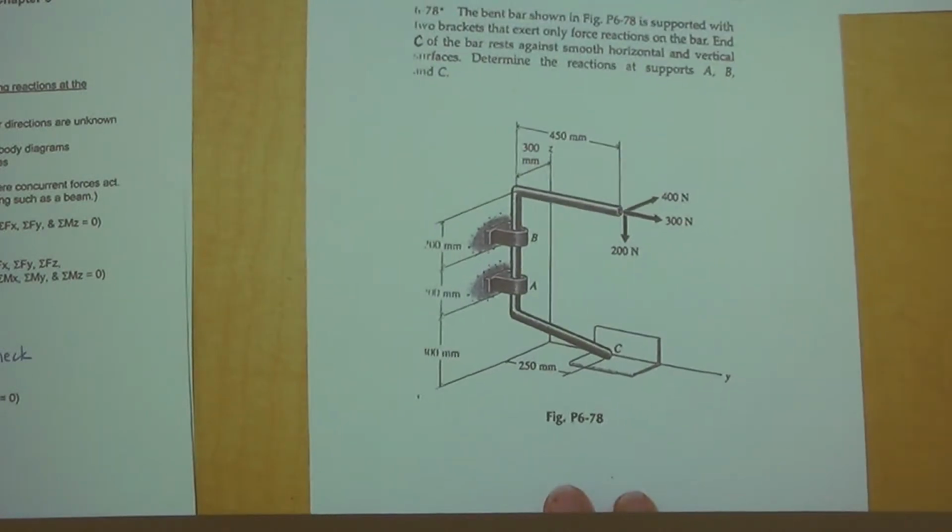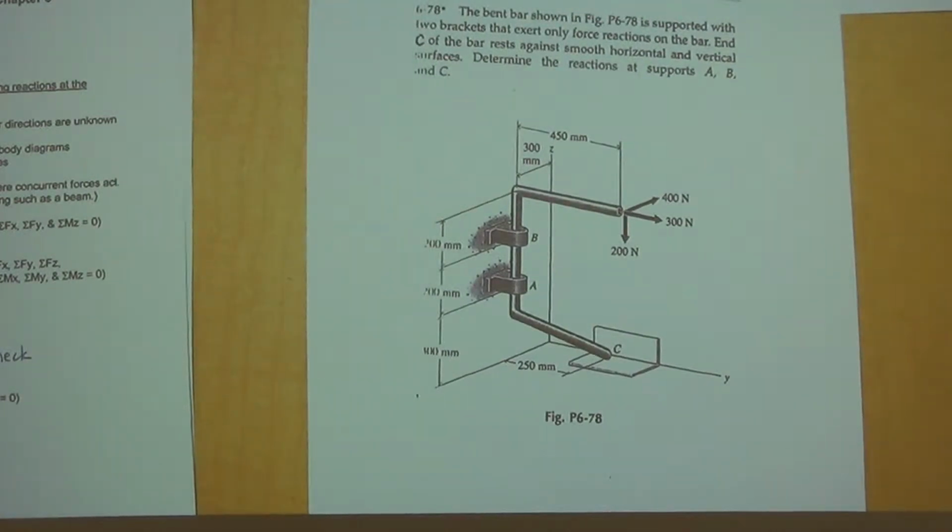So here's the problem. Let's take a look at it. The bent bar shown in the figure is supported with two brackets that exert only force reactions on the bar. So that's pretty important. So A and B, look back in your notes at all the different types of supports and figure out what kind of support that is if it only resists force reactions.